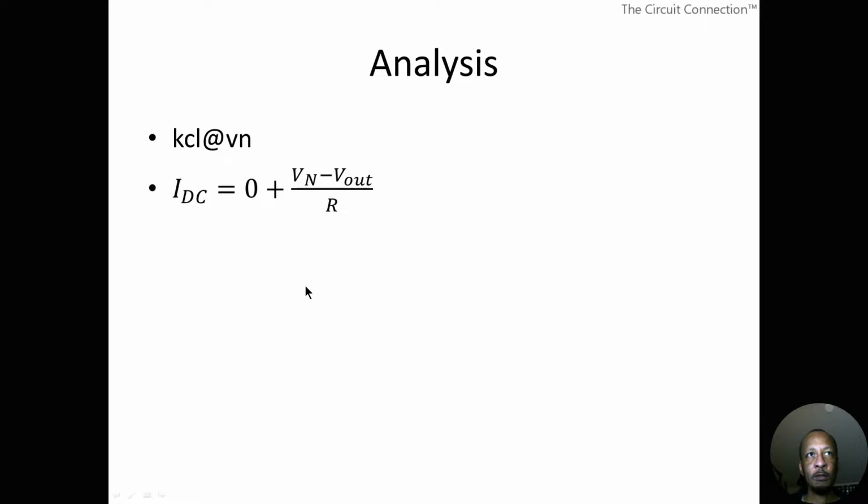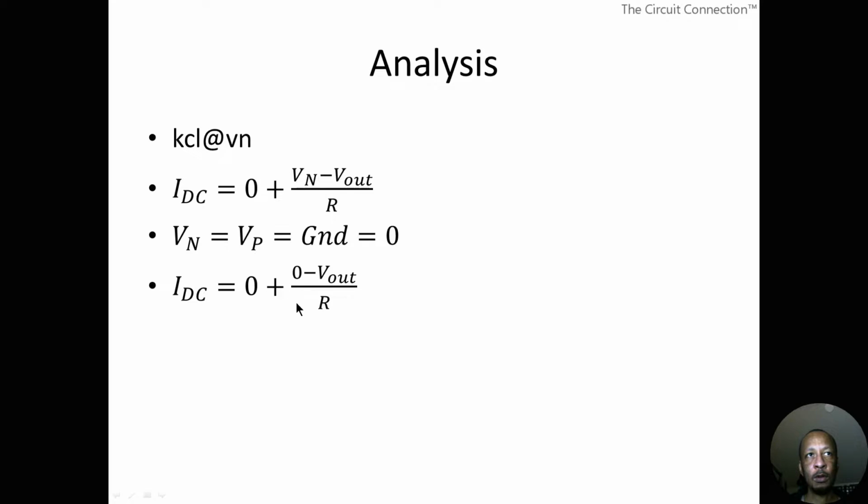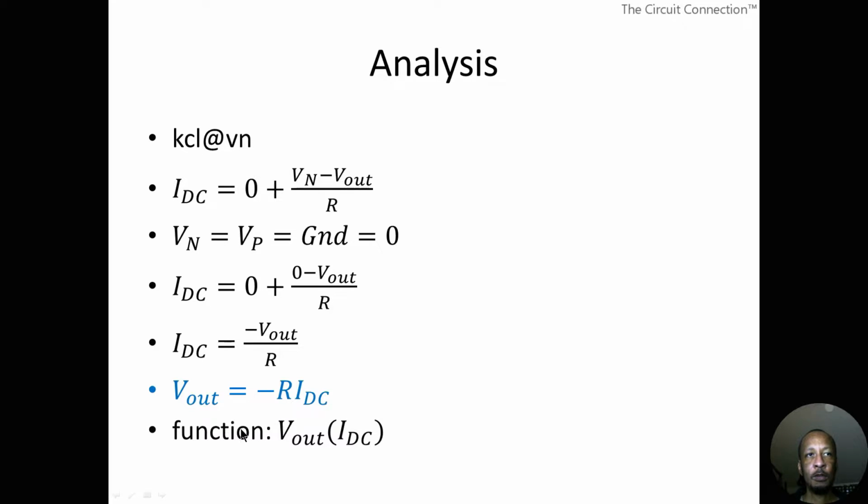Okay, so let's go back to this. Now we've simplified to this point. We simply see that the relationship between IDC and V out is that negative R times IDC gives you V out. So that gives you V out as a function of IDC.